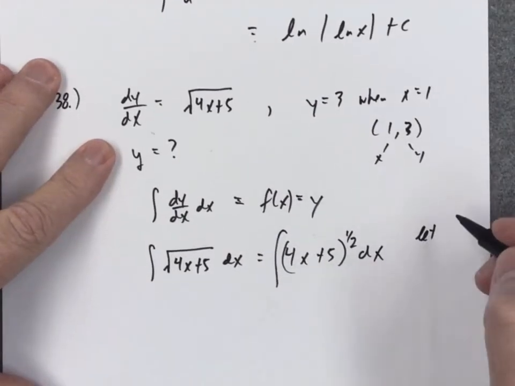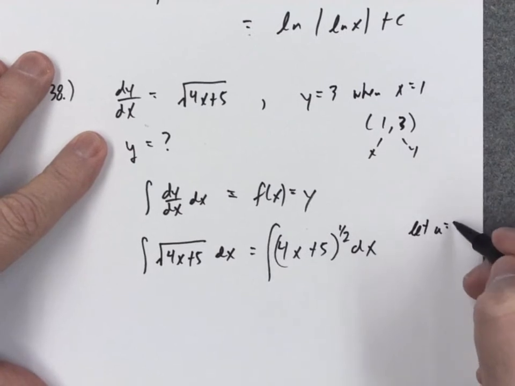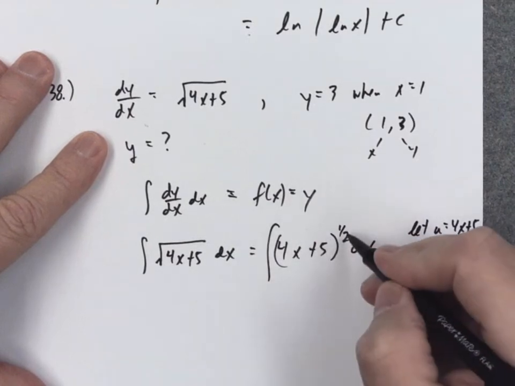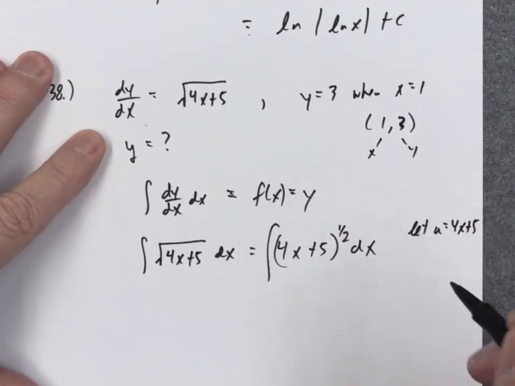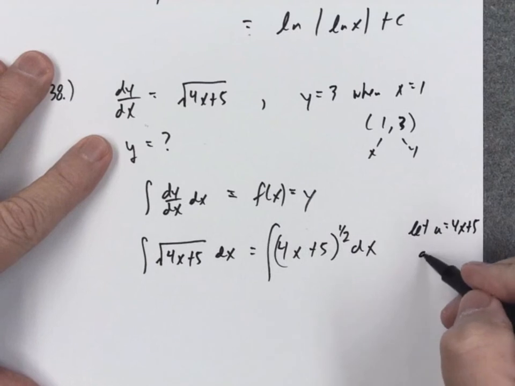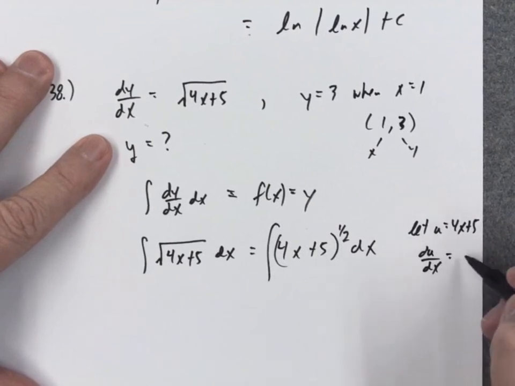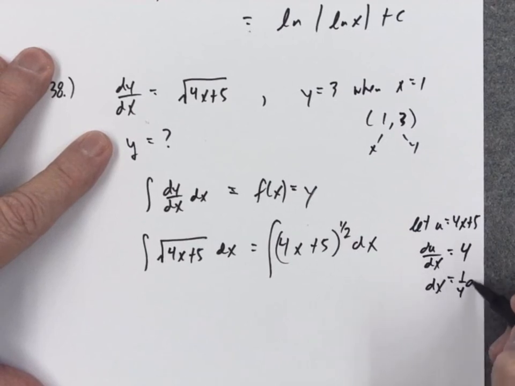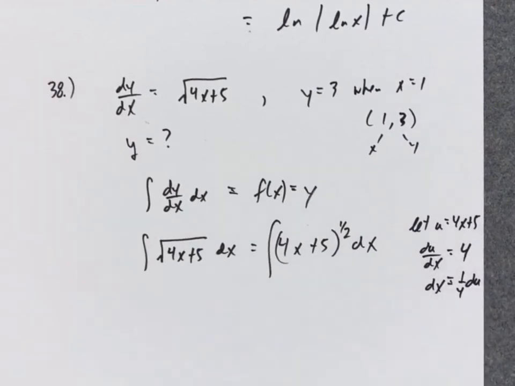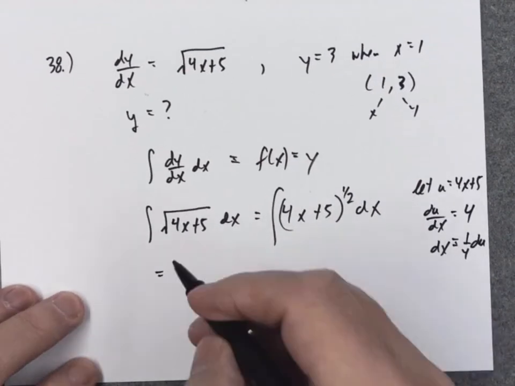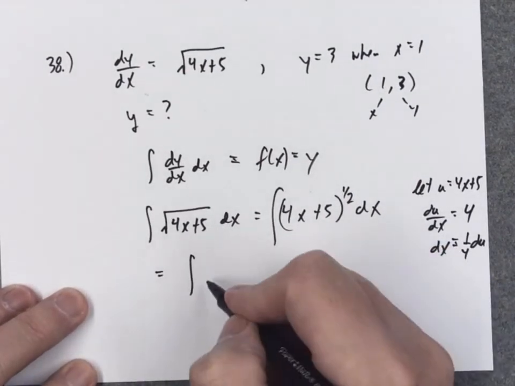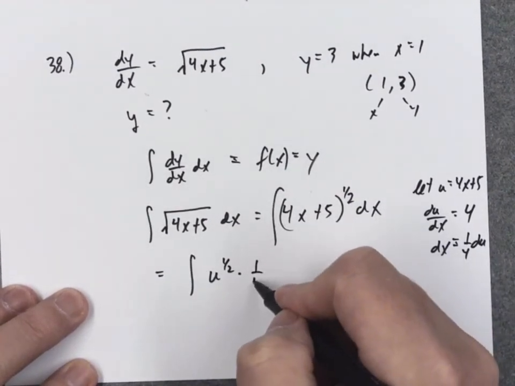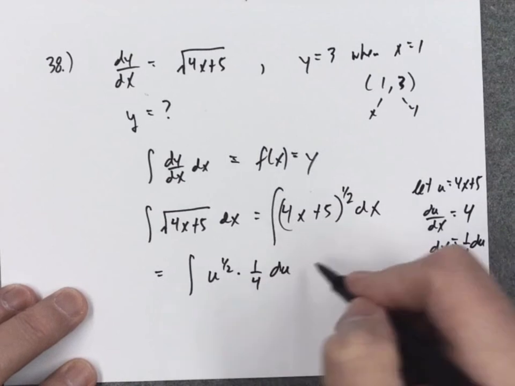See if I can squeeze it in over here. Let u equal 4x plus 5, right? So I got stuff inside parentheses raised to an exponent. That's what I'm going to try and make my u. Take the integral. du dx is 4. Dx is 1/4 du. So switch to u's. U to the 1/2 times 1/4 du.